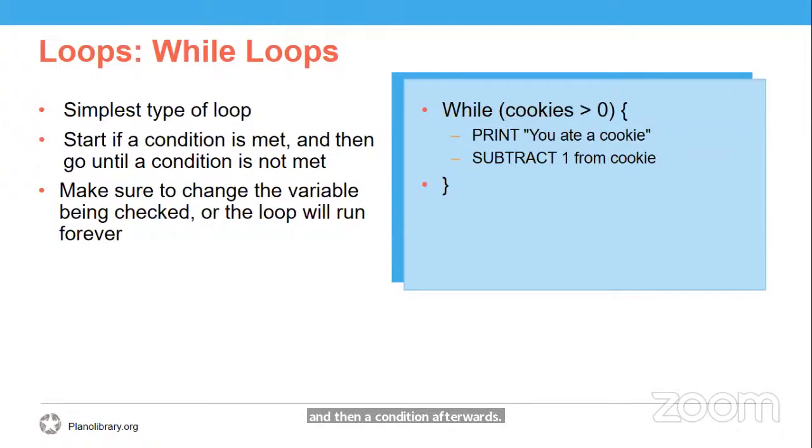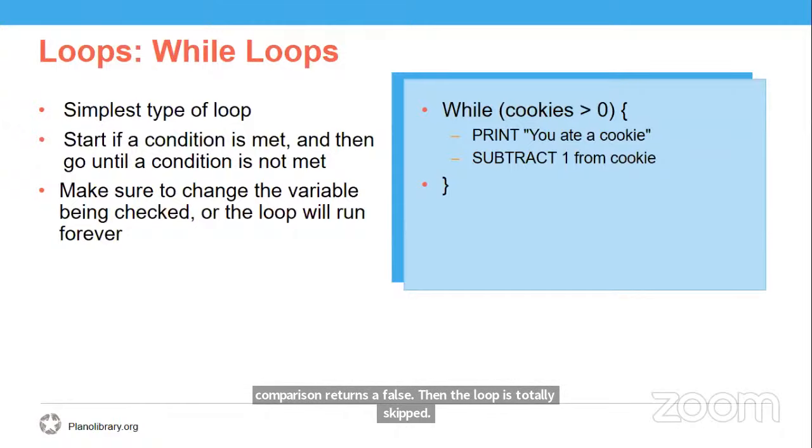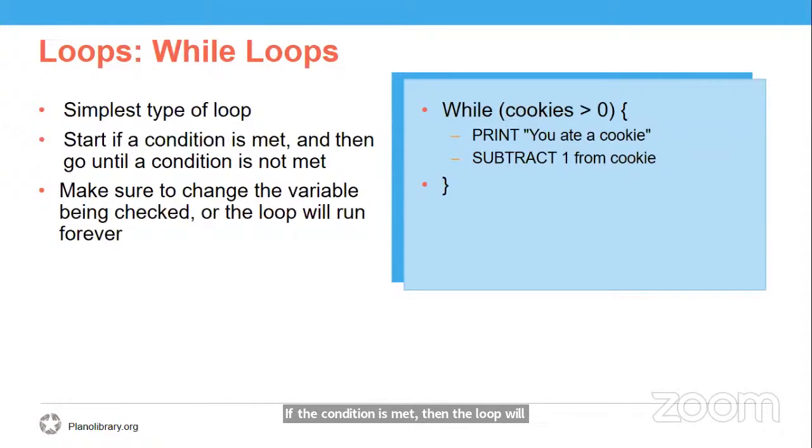A comparison. If the condition isn't met, or if the comparison returns a false, then the loop is totally skipped. If the condition is met, then the loop will run until the condition isn't met. The code that is contained in the loop needs to change the variable involved in the condition, or it will keep looping forever, because the condition will always be met unless you change how that variable works.